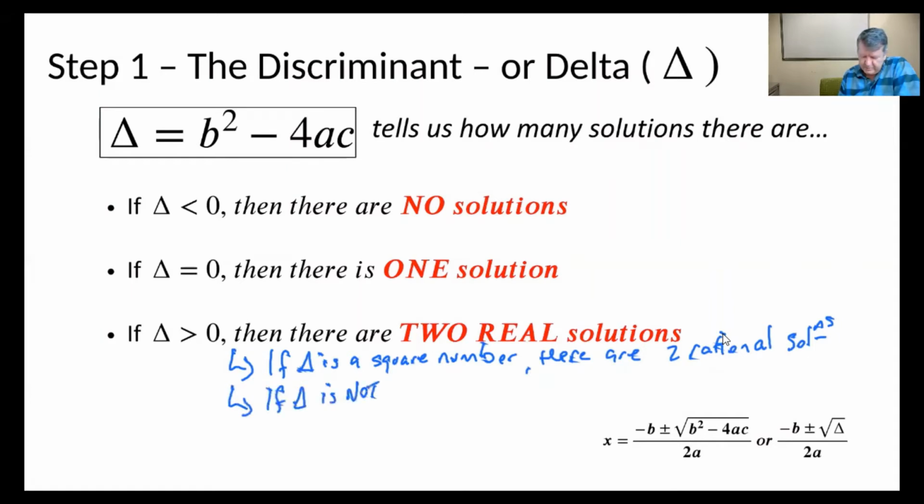Now, if delta is not a square number, there are still two solutions, but they are just real solutions. That means you could do it to decimal places, or you could even leave it as a surd, depending on what the question or what information you need. All right, so first bit, always do the discriminant first and see how many solutions there are.